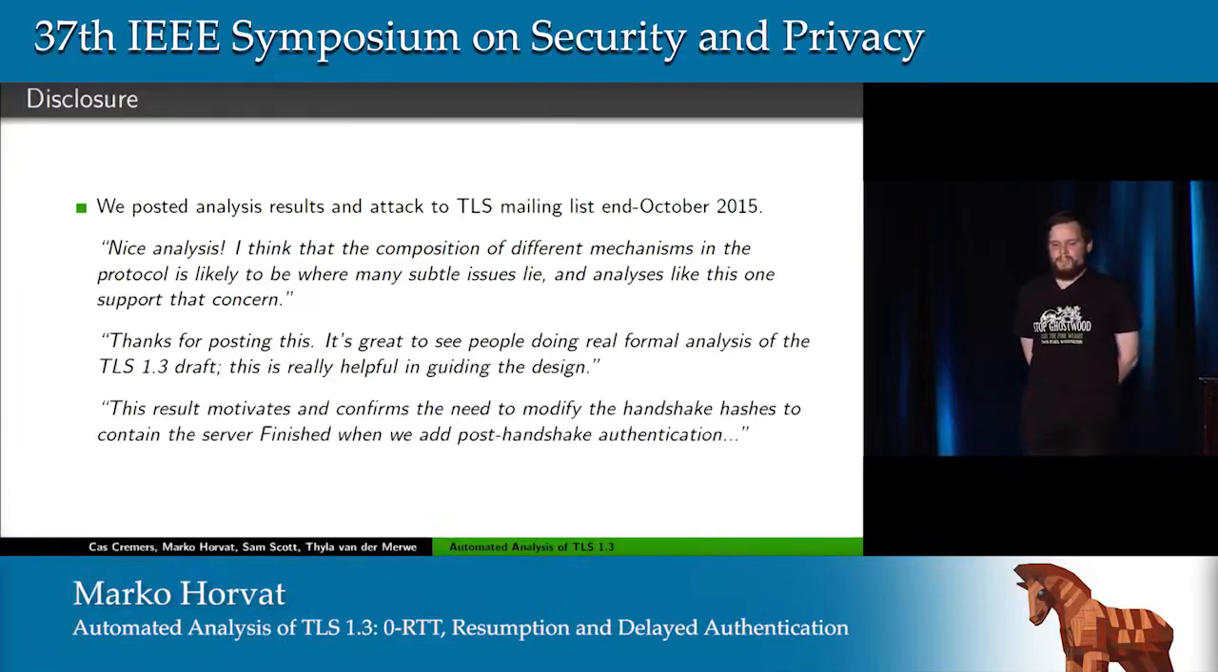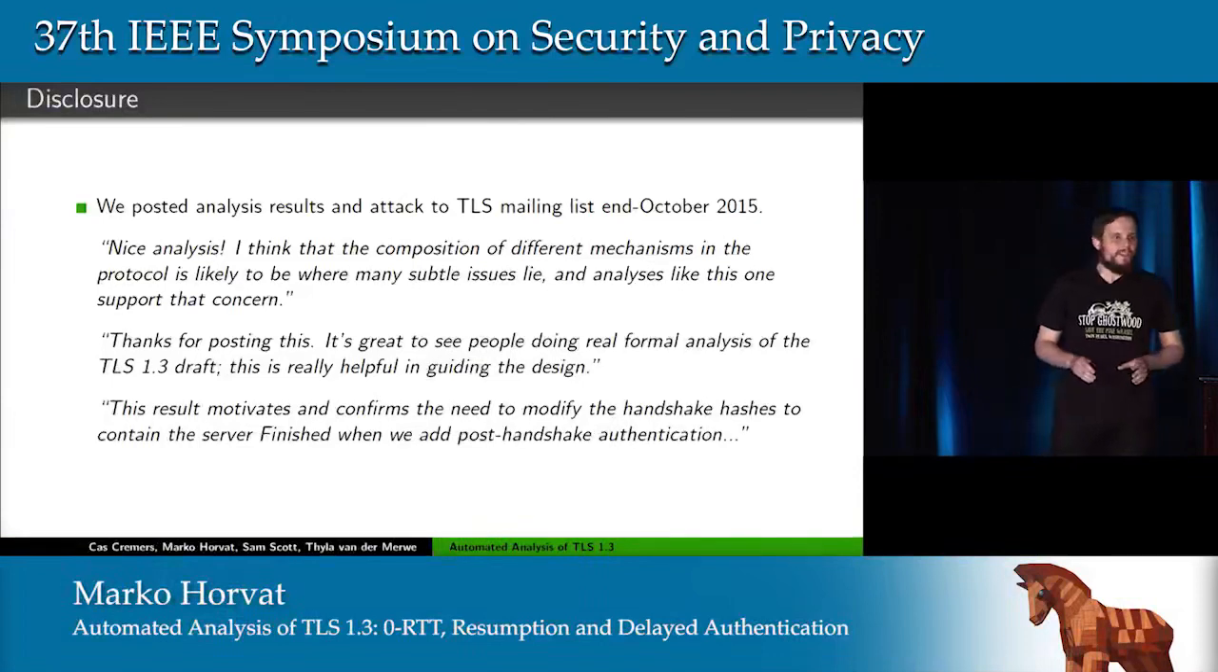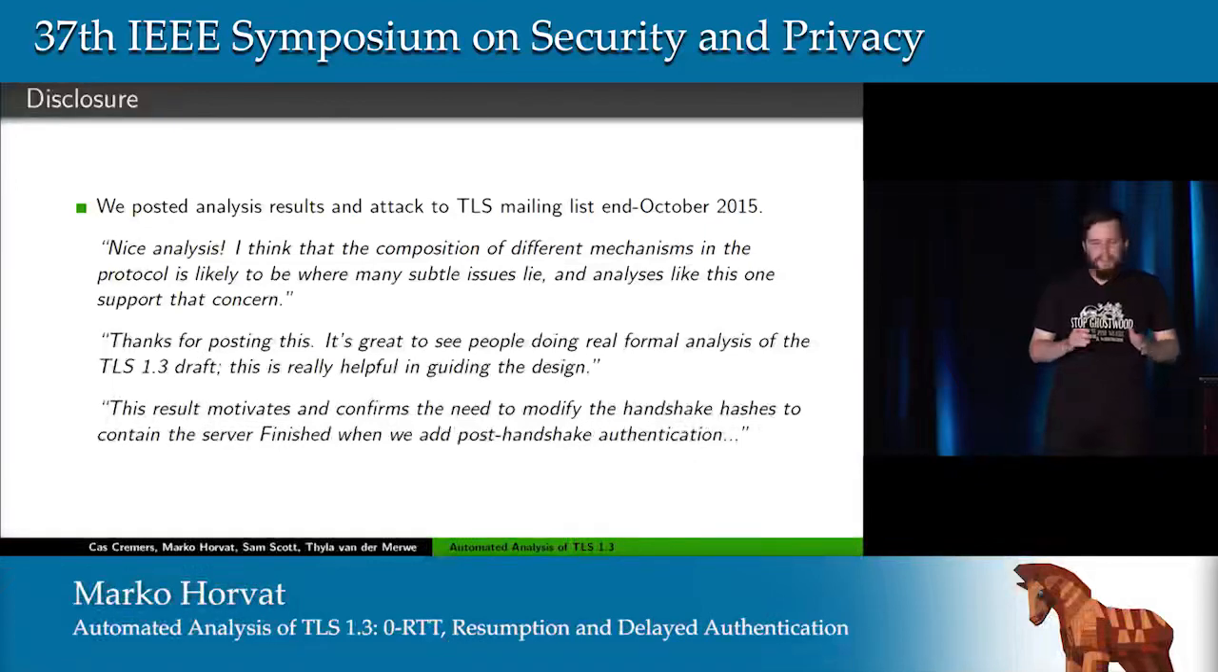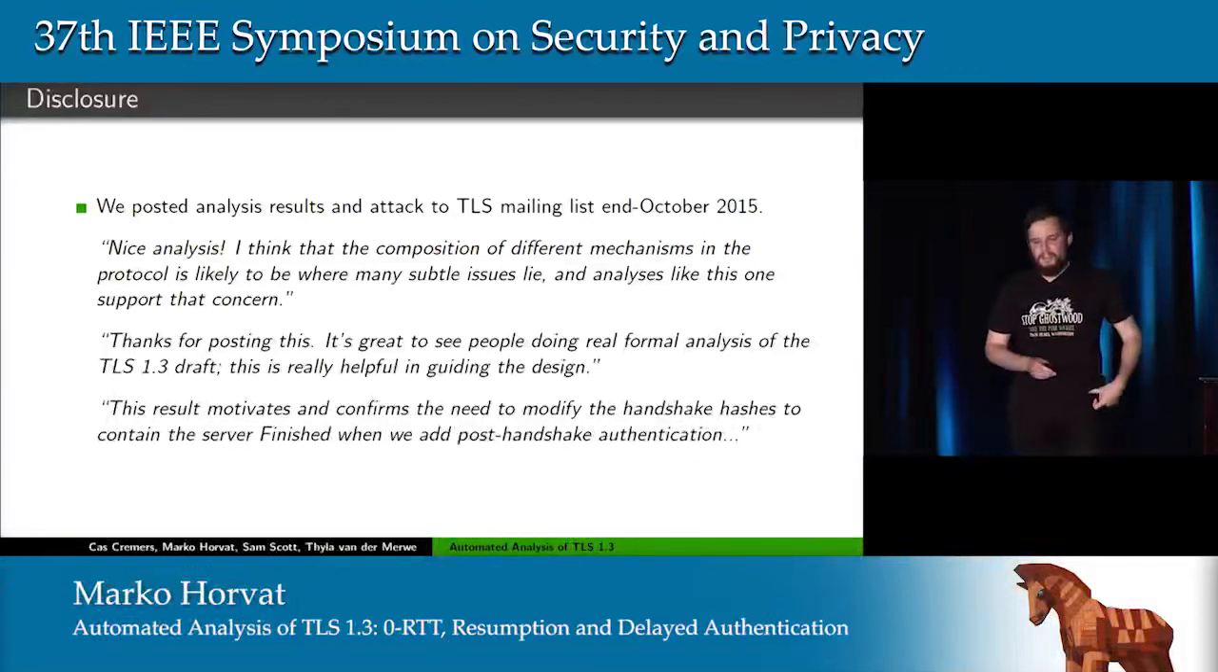This result motivates and confirms the need to modify the handshake hashes to contain the server finished when we add post-handshake authentication. So the thing here is that the session hashes would already have been different if they contained the server certificate. So if you remember, on the one side we had the server Charlie, and on the other we had the server Bob. And their certificates, of course, differ. So if the server certificate was already in the client signature, then this attack would have been prevented.